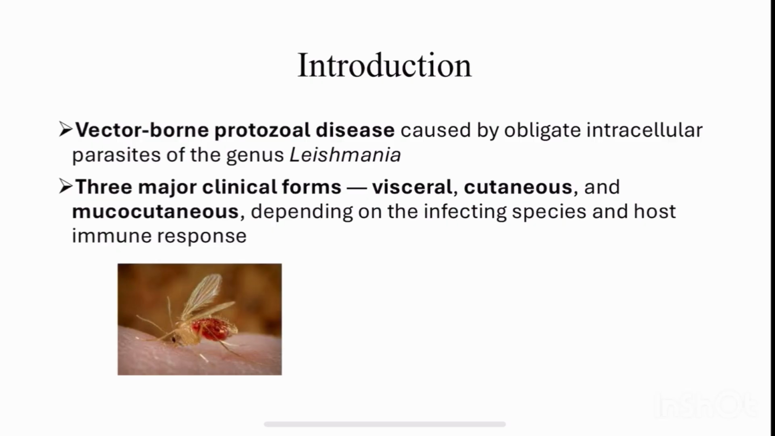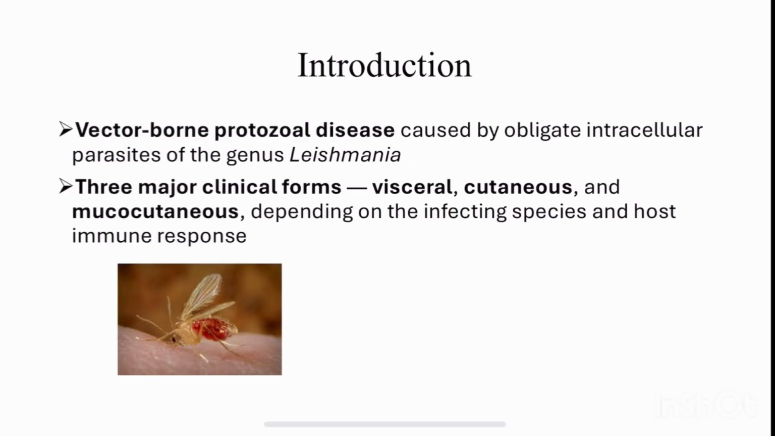As you can see in the slide, there is a fly with a red colored tail. This is because of the blood sucking. This is the vector known as the sandfly. That's why it's known as a vector-borne protozoal disease. Now, this protozoa is an obligate intracellular parasite. In a later part of the session, I will explain why it's called an obligate intracellular parasite.